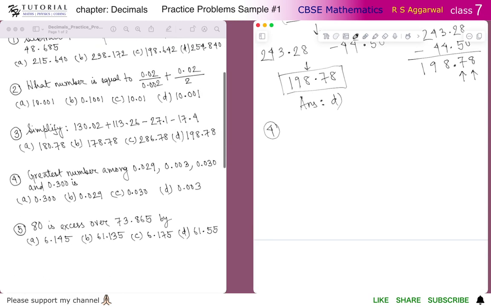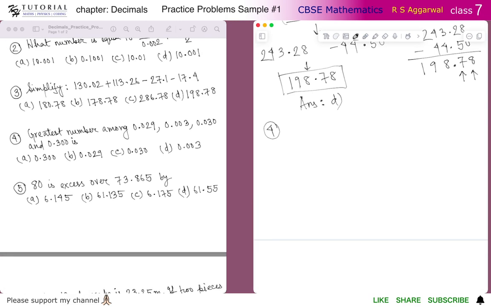Problem number 4 says greatest number among, there are a few decimals given and it is asking to find the greatest. Okay, so the decimals given are 0.029, 0.003, 0.030 and 0.300. Clearly we can see.